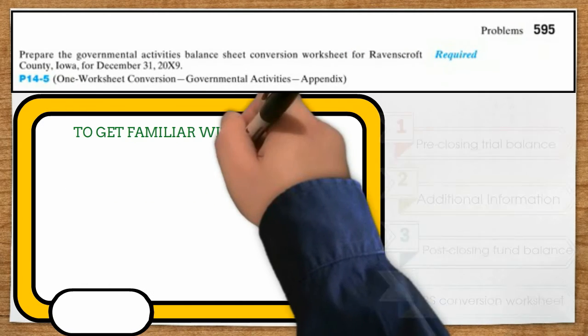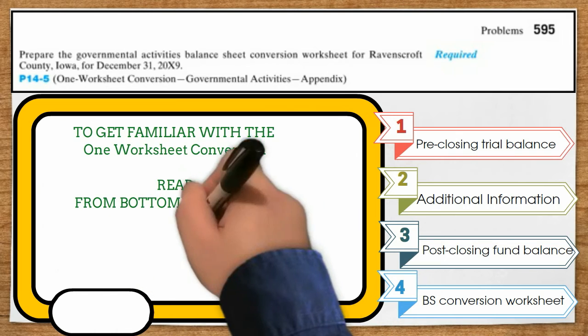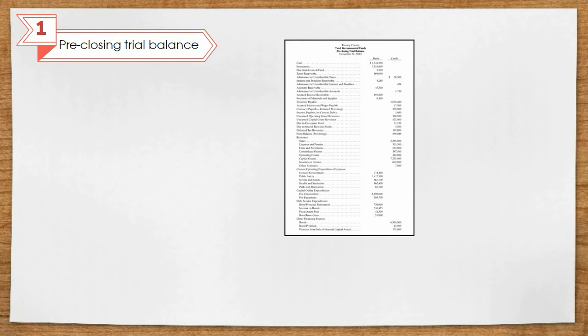Okay, in this problem, we're asked to prepare a balance sheet conversion worksheet to derive governmental fund activity. We're given the post-closing trial balance, additional information, post-closing fund information, and asked to do the balance sheet conversion worksheet. As mentioned earlier, there's 4 components. First, we're given the pre-closing trial balance.